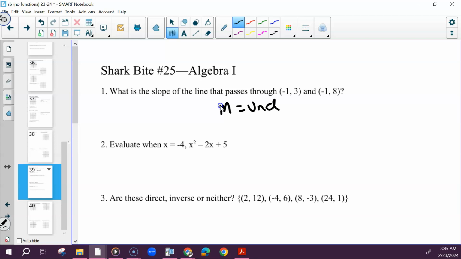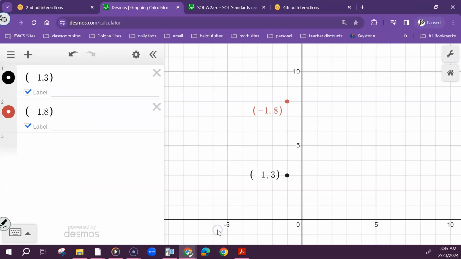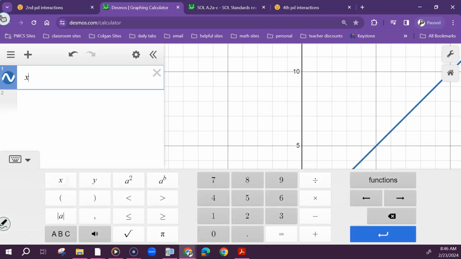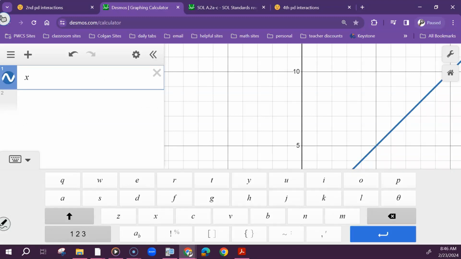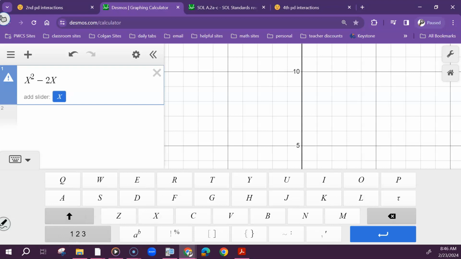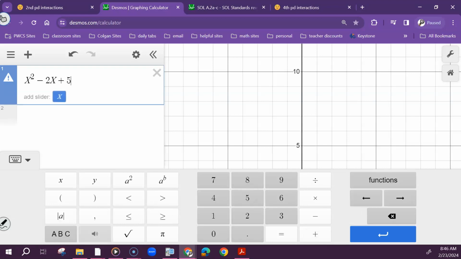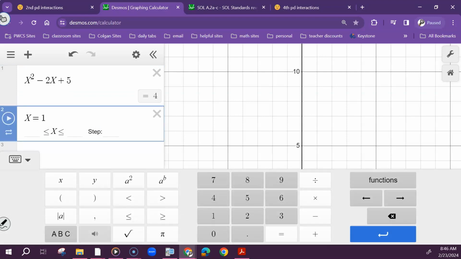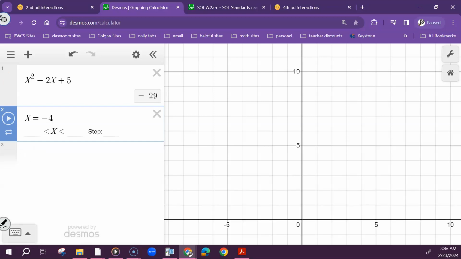For the second one, you can do this one of 3 ways. 1, put capital X's in for the expression. Add in the slider, change the value to -4. And it'll tell you the answer is 29.